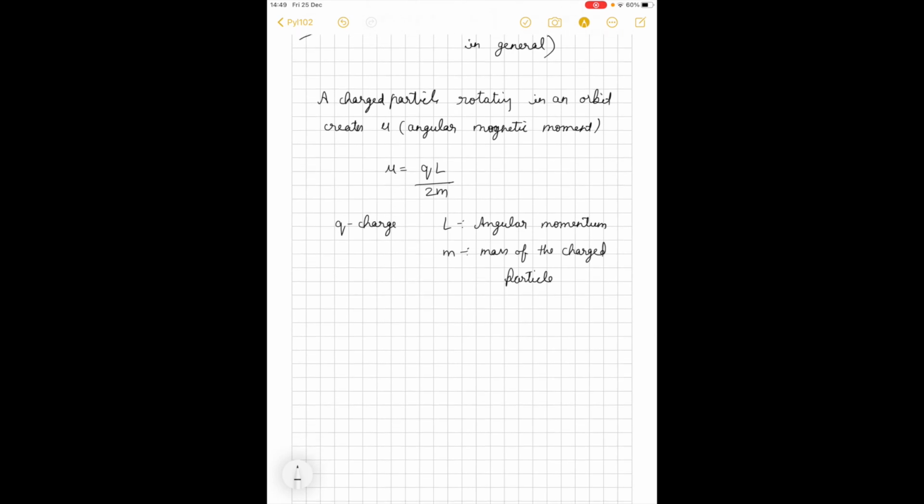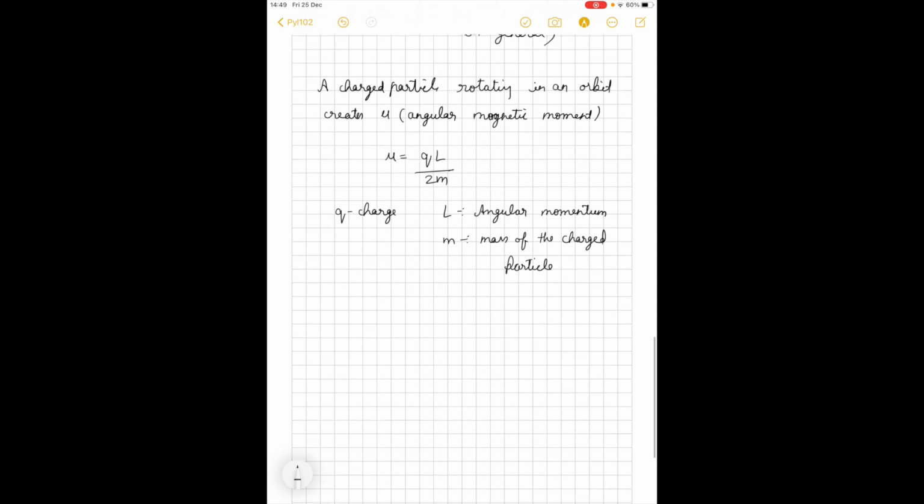Okay, so this is the formula for the angular magnetic moment. We also know that if the radius of the rotation of the orbit is r, m is the mass, and v is the velocity of the charged particle, then L is equal to mvr, right? This is the radius, this is the velocity, the radius of the orbit.